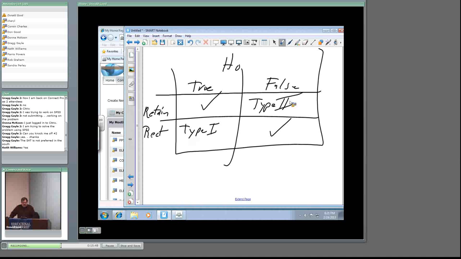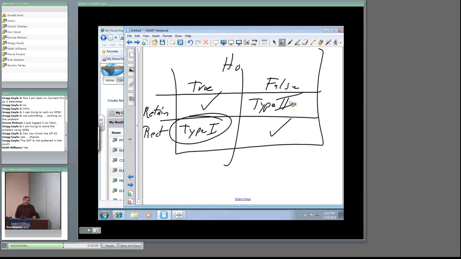In other words, is the sin of omission or commission worse? Is it better to spend it when you shouldn't or not spend it when you should? Generally, neither is good. Generally, a type 1 error is considered to be the most serious. That would cause me to make a change I should not make. A type 2 error would cause me not to make a change I should make.